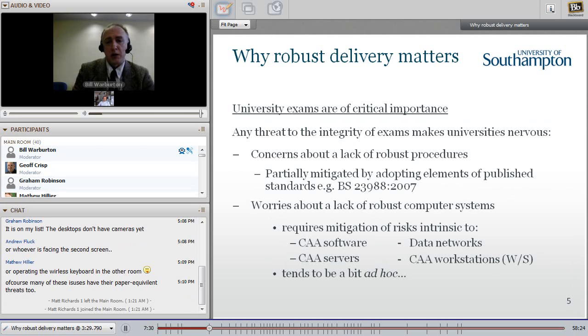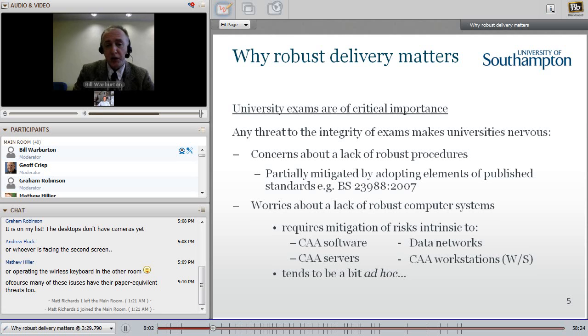So many of the issues and concerns about the robustness of procedures, just as being seen to be done, are mitigated fully or partly by the adoption of published standards. In the UK we have the British standard. There are other similar standards which may or may not carry the same kind of weight in other countries, and some people base their delivery standards on something like the British standard because it's reasonably well known.